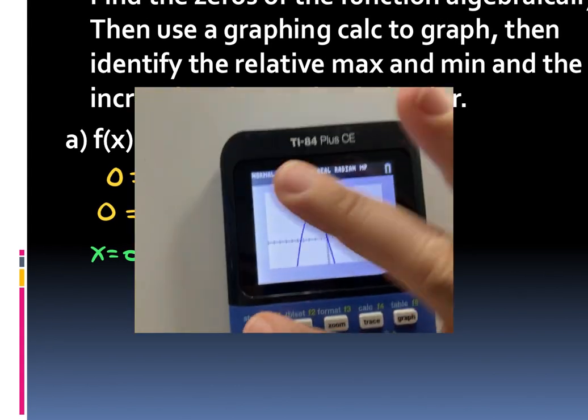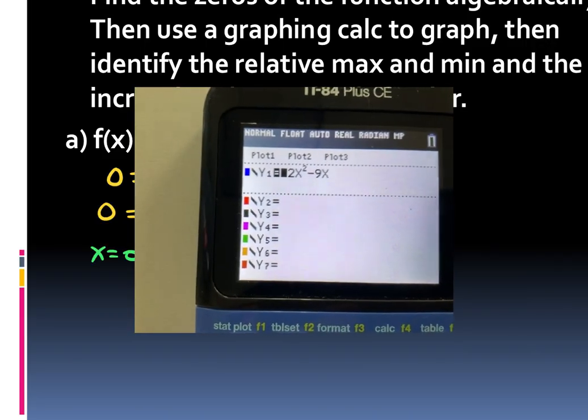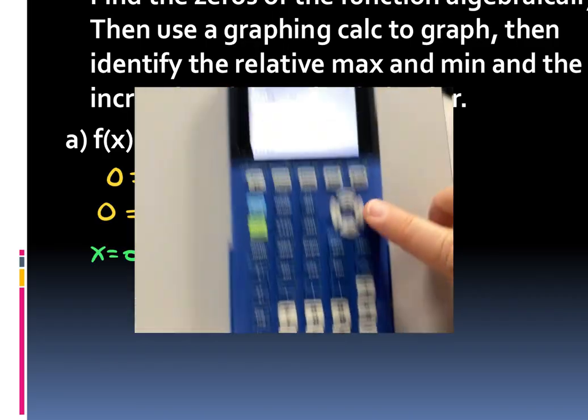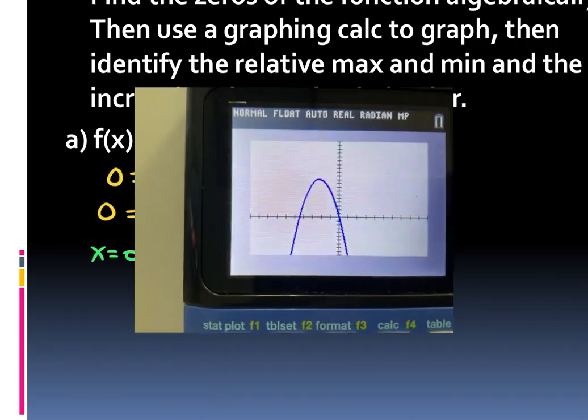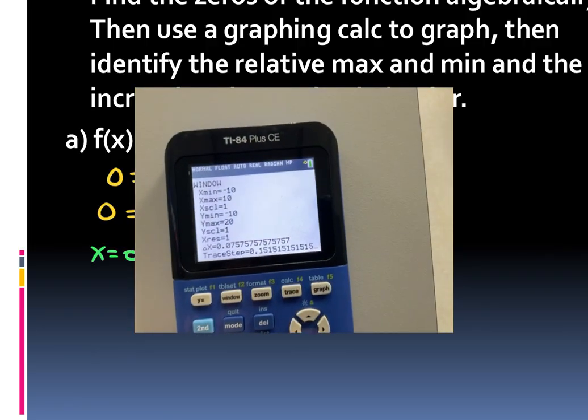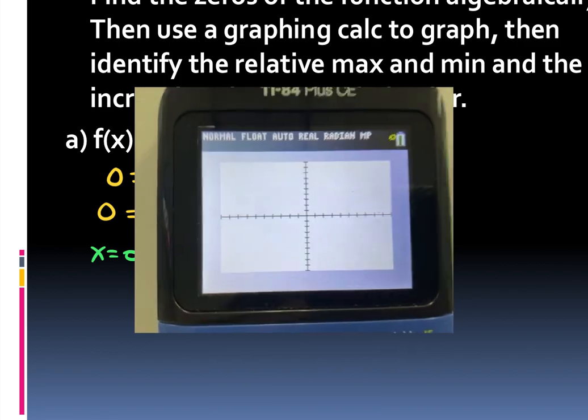All right, so I typed in the equation. This is one that has a leading negative, so you have to make sure you don't use your minus sign. You use your negative sign, okay, or it will give you an error. And then I graphed it. This is whatever the window was set to the last time. So my standard window should look like this.